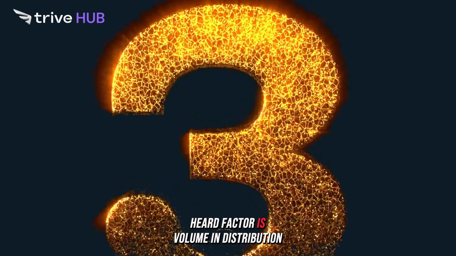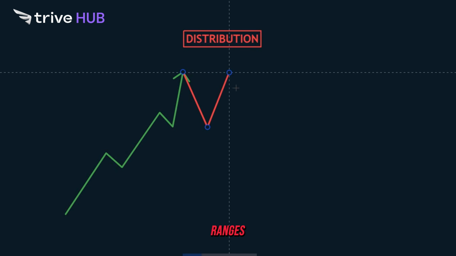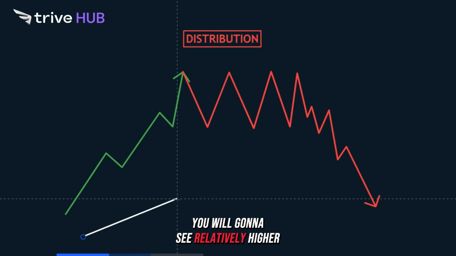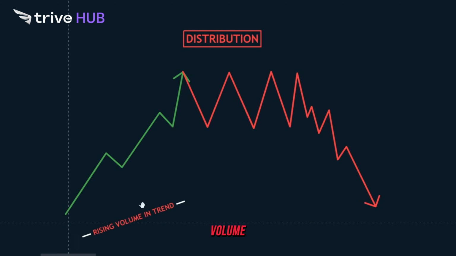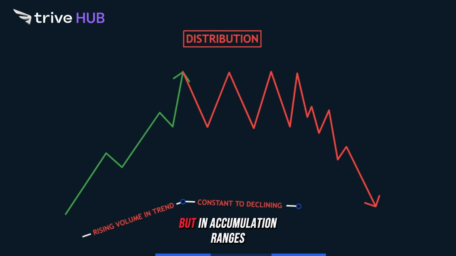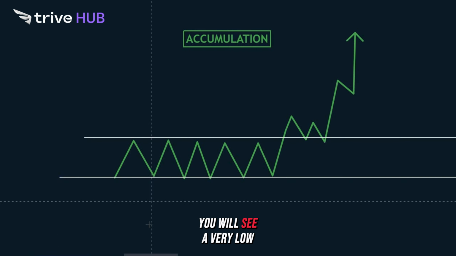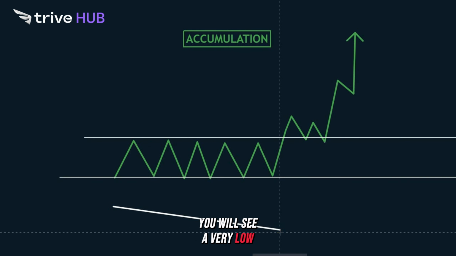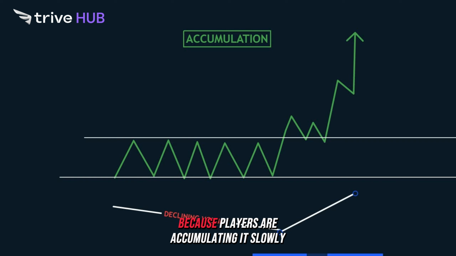Third factor is volume. In distribution ranges, you will see relatively higher volume when the range is forming, but in accumulation ranges you will see a very low volume activity going on because players are accumulating slowly without letting other big institutions know about their accumulation.